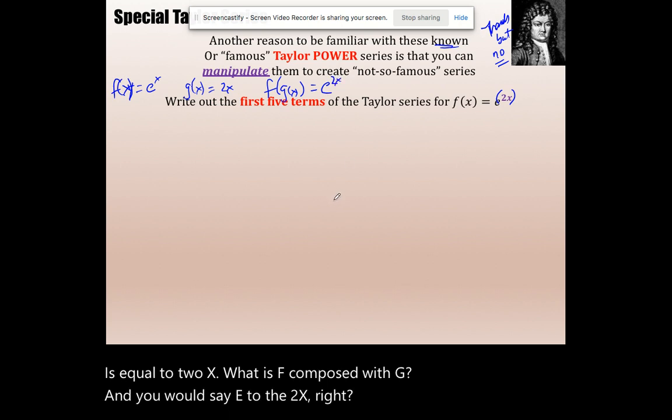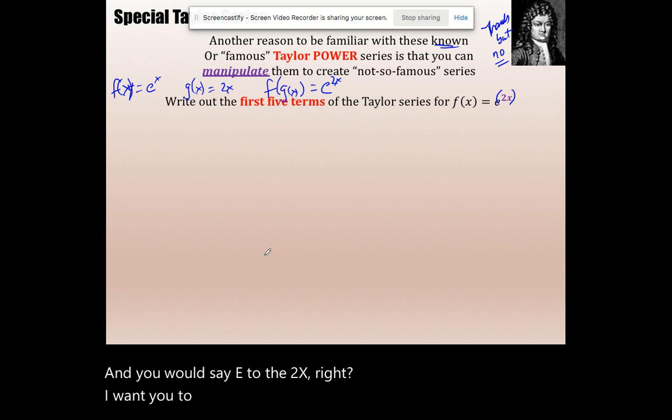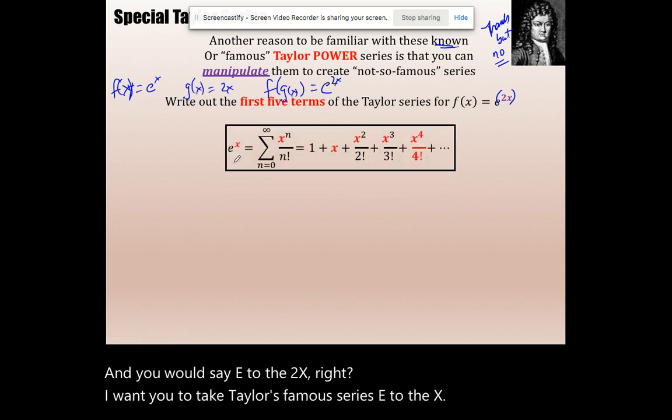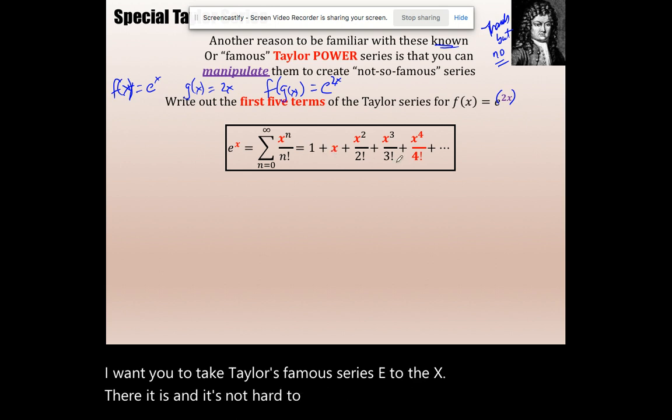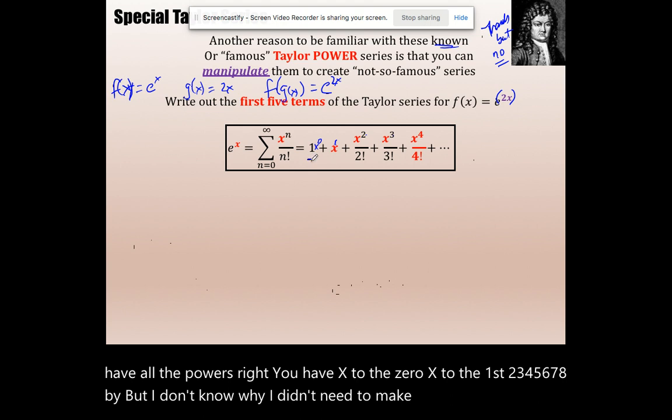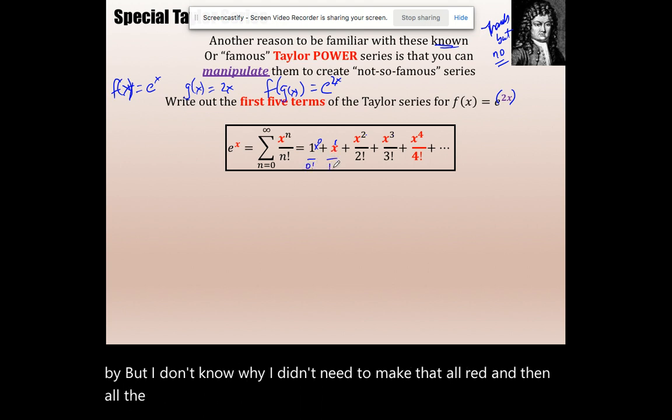Well, I want you to take Taylor's famous series, e to the x. There it is. And it's not hard to remember. No signs alternate, and you have all the powers, right? You have x to the 0, x to the first, 2, 3, 4, 5, 6, 7, 8, and so on. And then all the factorials: 0 factorial, 1 factorial, 2, 3, 4. It's not hard to remember that pattern.